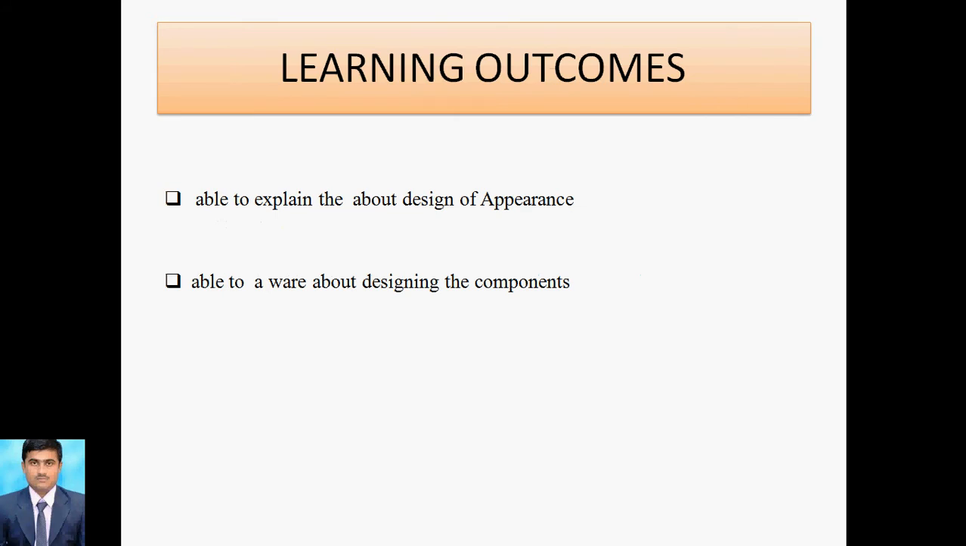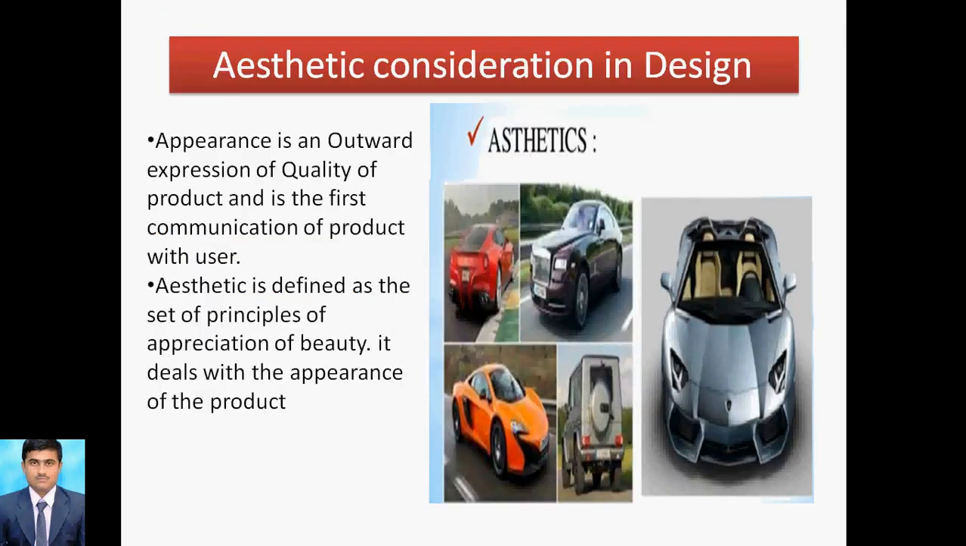The first learning outcome is that the student will be able to explain the design of appearance. The second learning outcome is that the student will be able to become aware of designing the components. So these are the learning outcomes. First of all, we'll look at the importance of aesthetics.